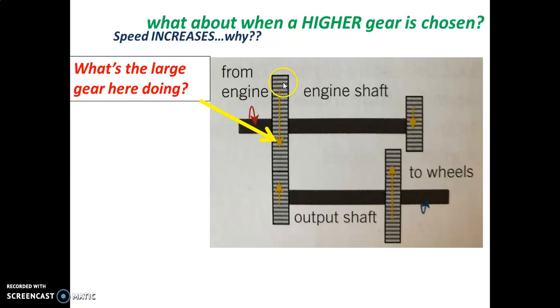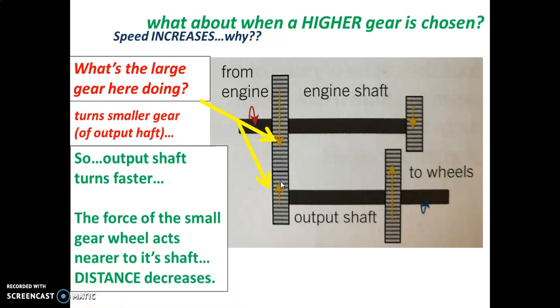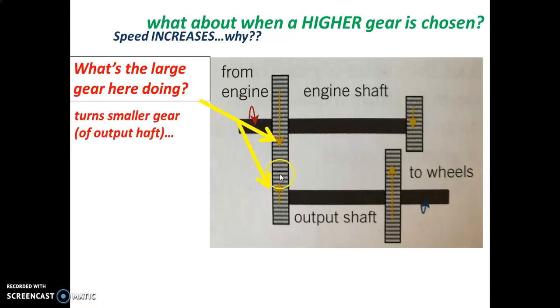Again, look at this gear over here. Notice that the shafts have moved. They've shifted. That's what happens when you shift your gears. Shifting up in this case. The larger gear wheel, look at what it's doing. It's actually turning the smaller gear of the output shaft.